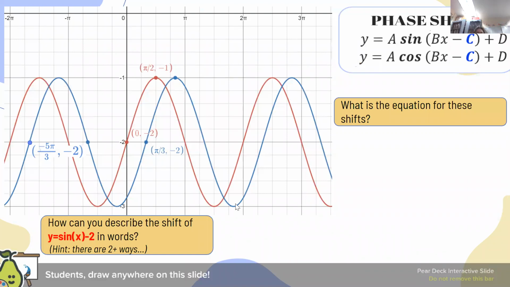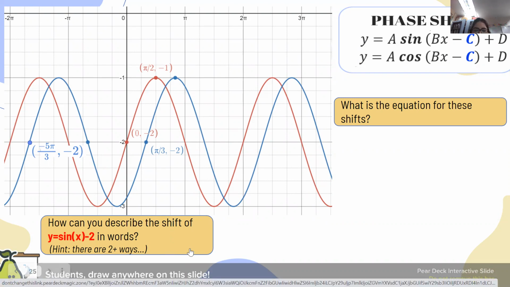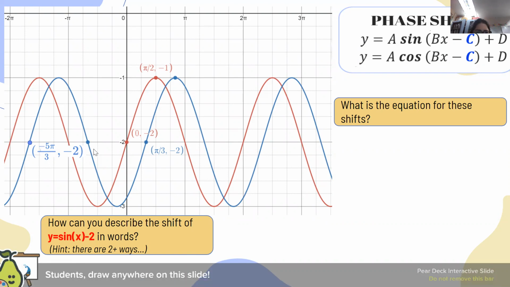Here's another graph, okay? How can we describe the shift of this red graph right here, sine of x minus 2? It's been shifted down 2 units, but I'm only curious in the phase shift. How can I describe the shift left or right of the red graph? Well, the red graph starts at 0, negative 2, since it's a sine graph shifted down. And I can see that if I shift it to the right by pi over 3 units, I can start and complete one of my cycles of sine.